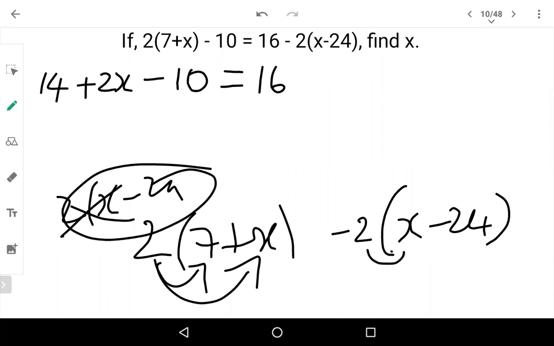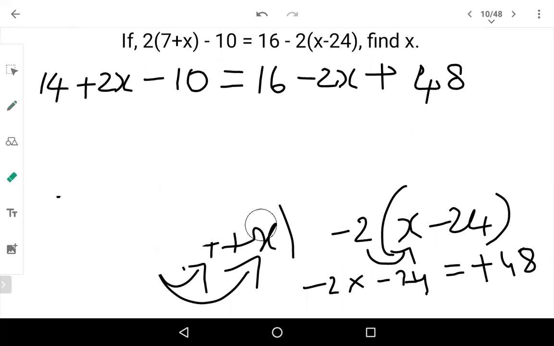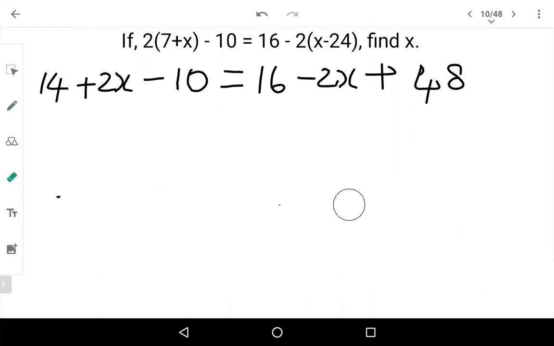So minus 2 into x will give me minus 2x, and then minus 2 into minus 24. So firstly, minus into minus is plus, then 2 into 24 is 48. So you're going to have plus 48. Okay, plus 48. This is your second step. Now after this is just simplification of the numbers.